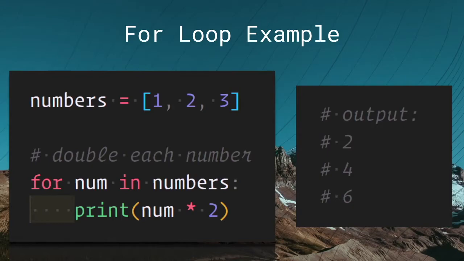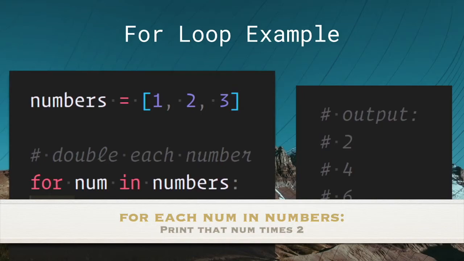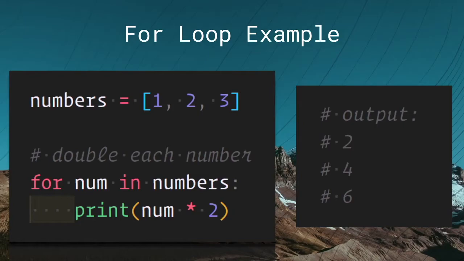In plain English, this would read, for each num in the numbers list, print the num times 2. The first time the loop goes through, num would be the first item in the list, which is 1. Then it would print 1 times 2. Then it goes back to the for statement, and num is now assigned the second item, which is 2, and prints 2 times 2. Then it goes back to the top, and num is now 3, which would print 3 times 2. And then it would go to the top one last time and see that there are no more items in the numbers list, so it would break out of the loop.